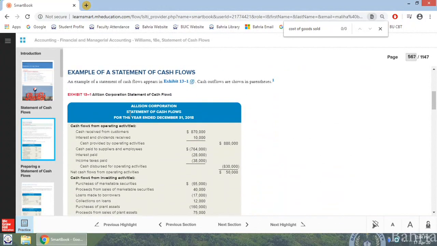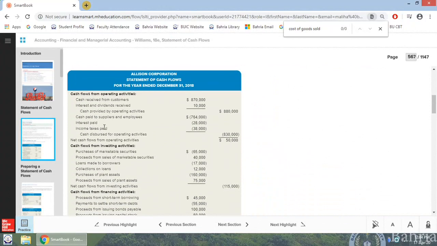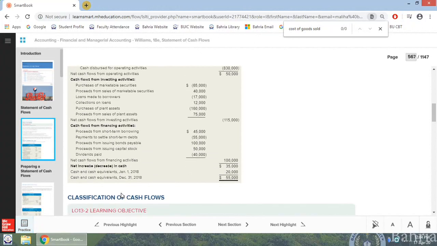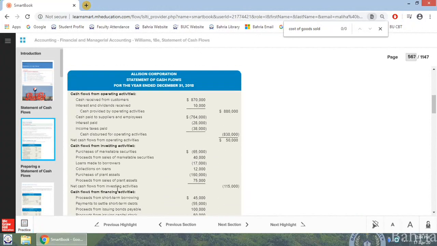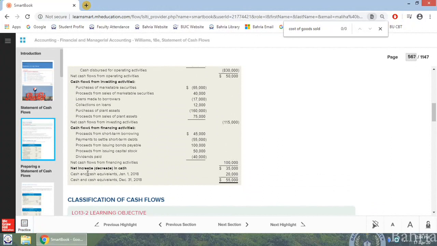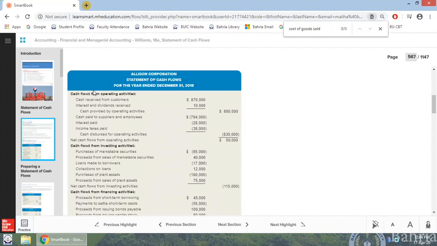Now, as you can see, we have a statement of cash flows. Generally, it looks like this. You just have a brief idea about it. And now you can see that they have three kinds of activities. I'm just going to go slightly towards what kind of activities we have. We have the operating, investing, and financing activities. These are the three kinds of activities usually dealt with in cash flows.